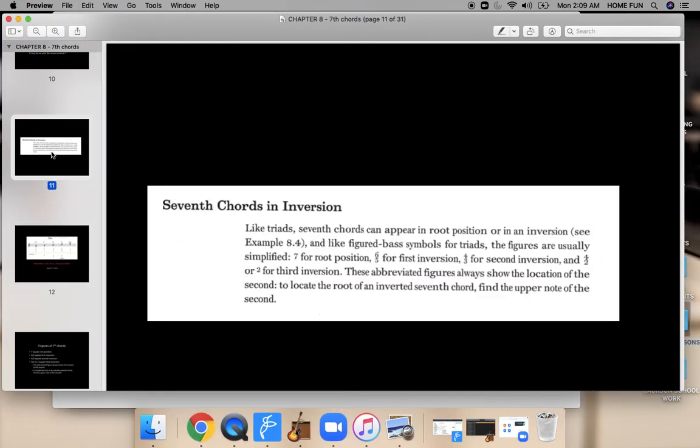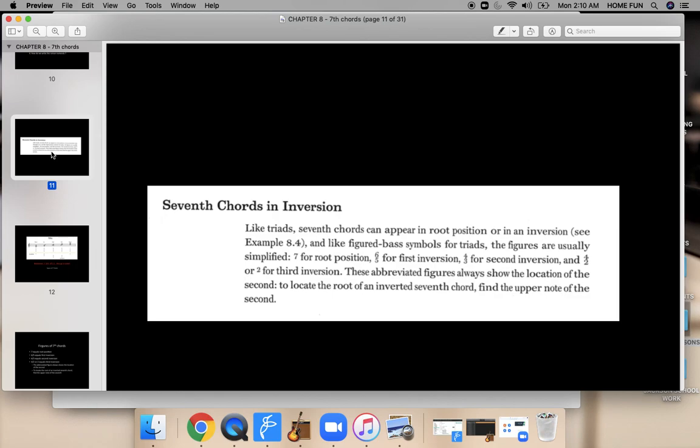When we're dealing with inversions, here's a little information for you. 7th chords can appear in root position or in an inversion. Figure-based symbols, that means 6, 6-4, any of the information that the person performing or the theorist would want to know, we include as figure bass. We have to have the number 7 when we're in root position because there's 4 notes. So we're describing what that 4th note is: a root, a 3rd, a 5th, and a 7th.